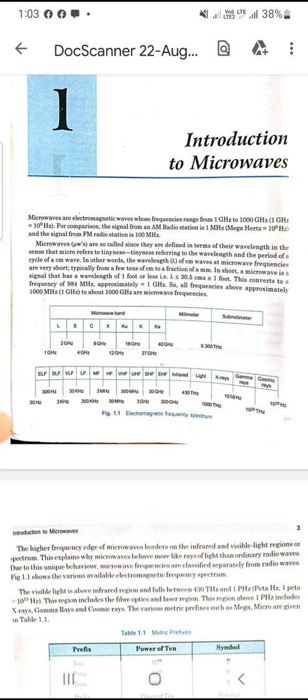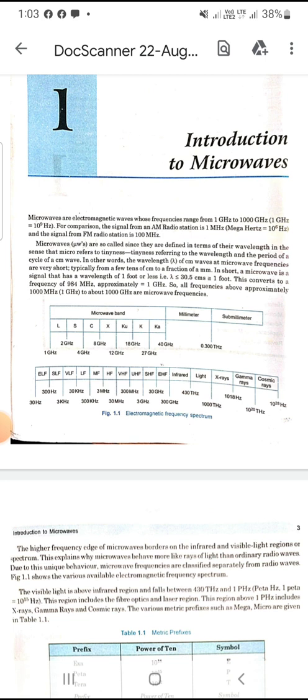In our last lecture, we discussed the introduction to the microwaves. We also discussed that microwaves are electromagnetic waves whose frequency ranges from 1 gigahertz to 1000 gigahertz. And we also discussed that the wavelength of microwave frequencies is always less than 30 centimeters, which is approximately less than 1 foot.